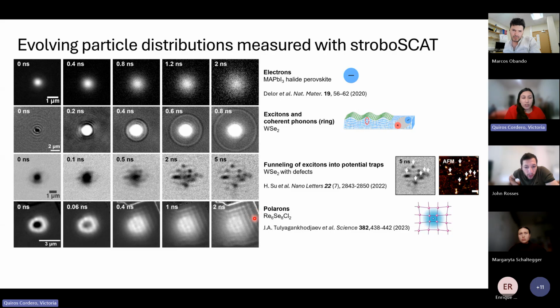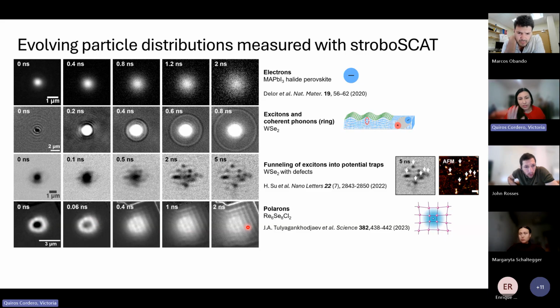Here, one of our latest works was in polarons. So again, we created some excitons that, when they coupled with polarons, the contrast became bright, as you can see in this evolution here from the center to the side. And then we can measure how the polaron propagates.